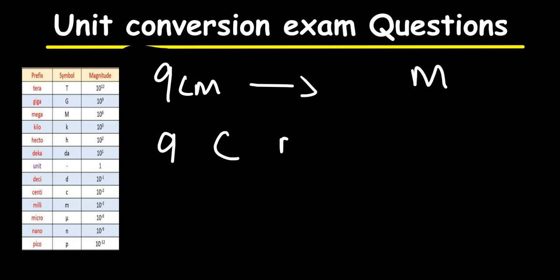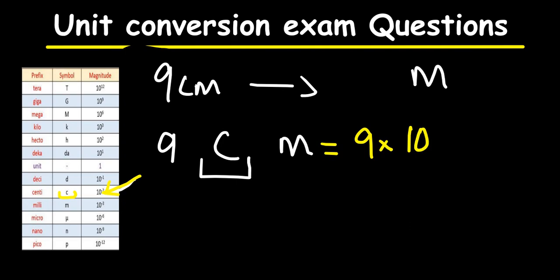Let us replace the cent there with its value from the metric table. Its value from the metric table will just be what? 10 to the power minus 2. That's where we can see the c here. So this is the same as 9 multiplied by, where the c is, we put the value of the centi from the metric table, which is 10 to the power minus what? 2. And then we write meters.